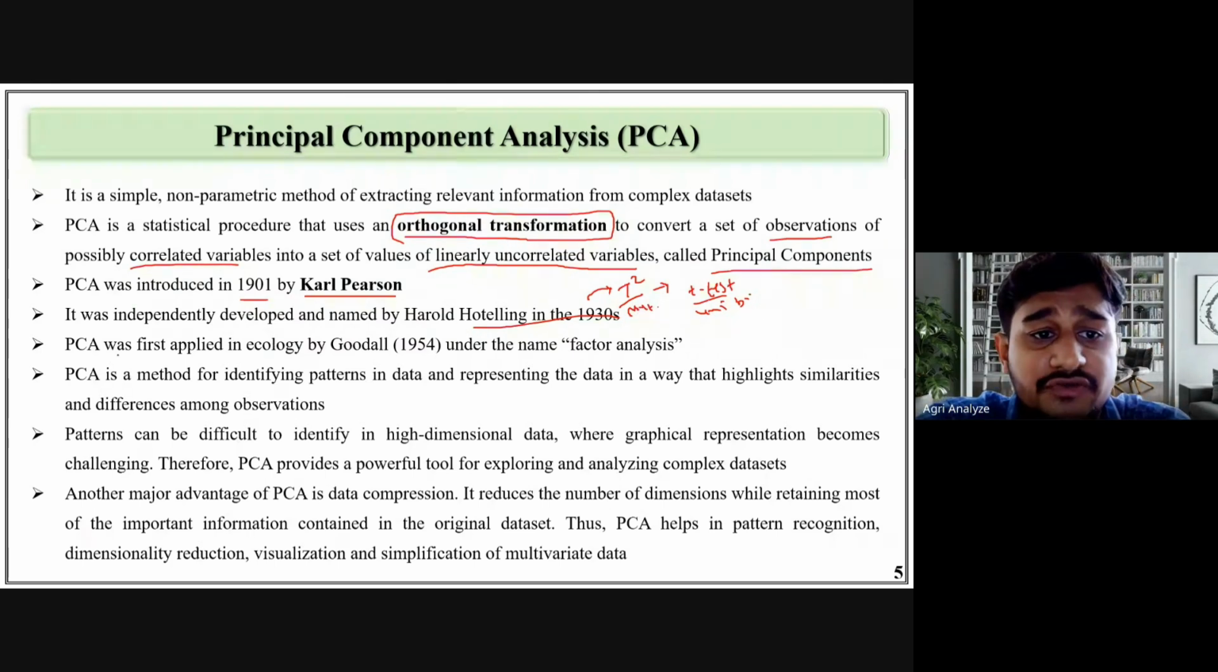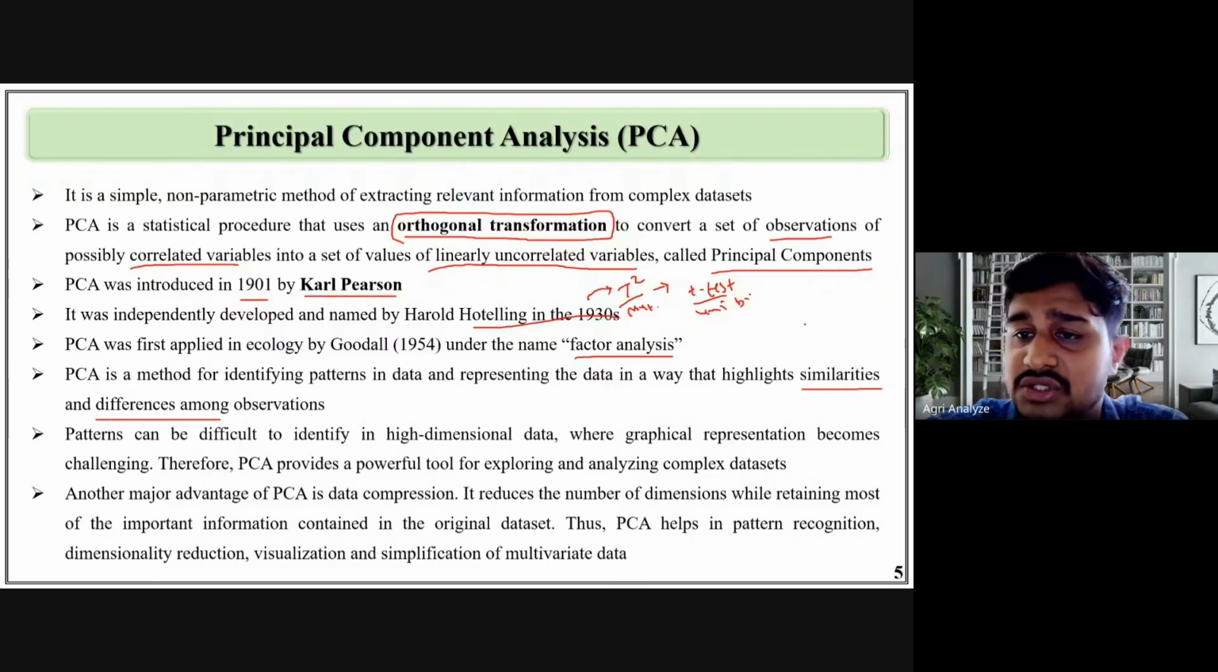Then PCA was first applied in ecology of woodland under the name of vector analysis. So first, principal component analysis was a part of vector analysis, but later it became an independent test called principal component analysis. PCA is a method for identifying patterns in data and representing the data in a way that highlights similarities and differences among the observations. Why similarities and differences?